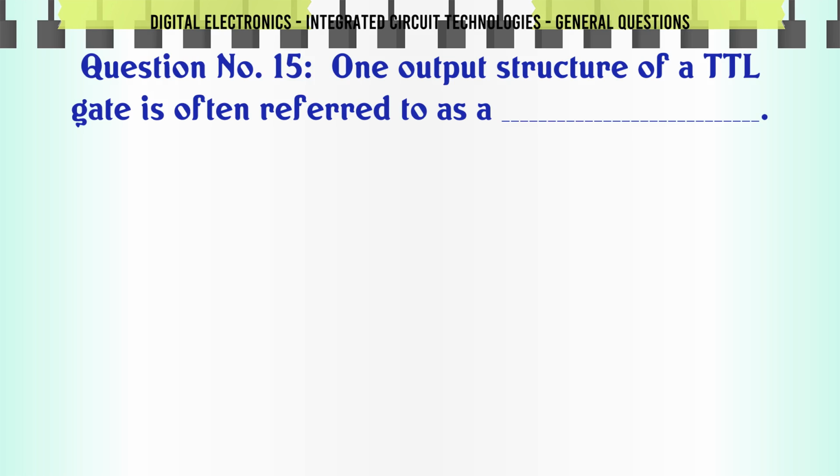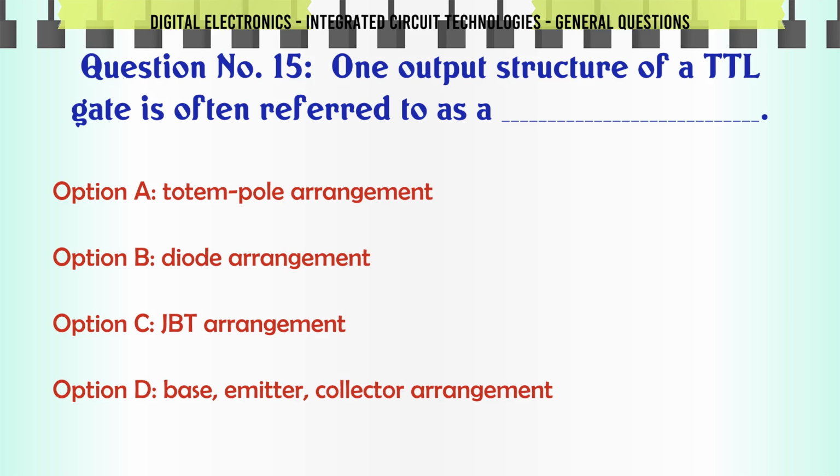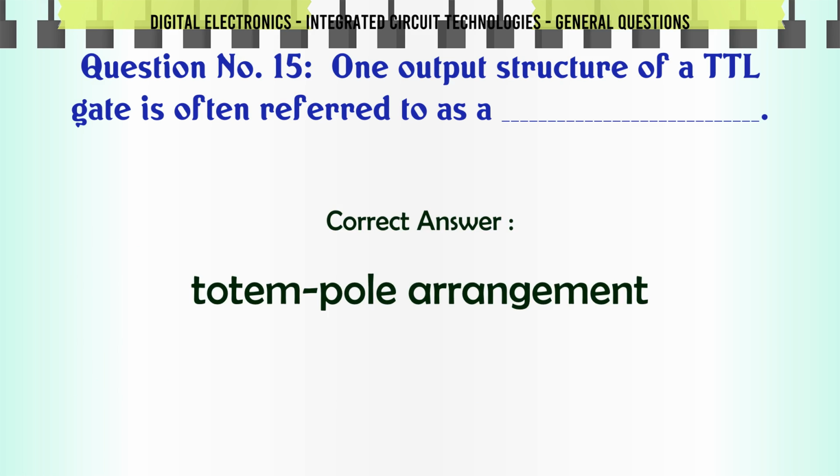One output structure of a TTL gate is often referred to as A, totem-pole arrangement. B, diode arrangement. C, BJT arrangement. D, base emitter-collector arrangement. The correct answer is totem-pole arrangement.